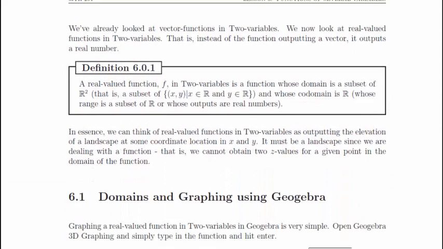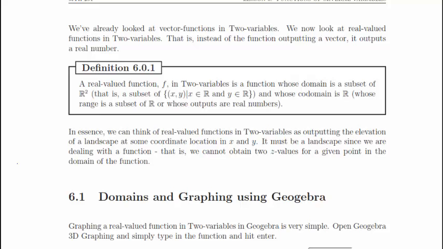The general definition for a function in two variables is a real valued function f, for example, in two variables, is a function whose domain is a subset of R2, that is a subset of the set of x comma y, such that x is in the real numbers and y is in the real numbers, and whose codomain is the set of all real numbers, or whose outputs are all real numbers. You can pause for a second and read this in detail if you'd like.